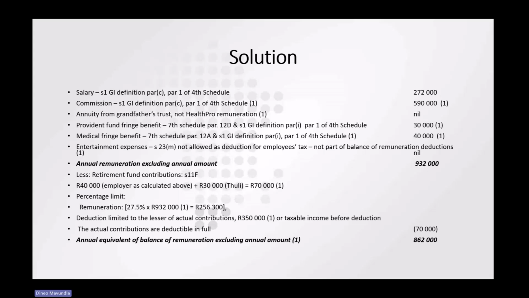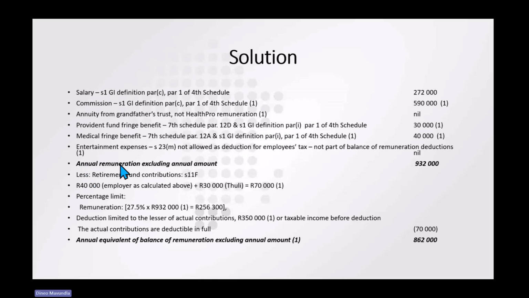Okay. All right, awesome. Then they tell us the entertainment expenses. This should have actually been under the expenses part, right? For the entertainment expenses, they mention section 23M, where it tells us that you're not allowed to claim entertainment expenses. And then also it's not a deduction for employees' tax. So it would not form part of your balance of remuneration deductions. So you would get 1 mark for that. And then that is 0.